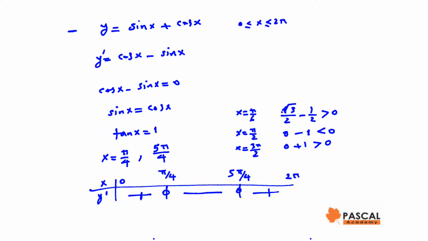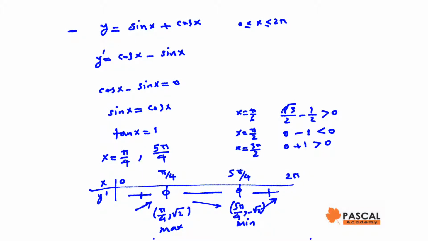Therefore, for x between 0 and pi over 4, the given function is increasing. For x between pi over 4 and 5 pi over 4, it is decreasing. And for x more than 5 pi over 4, it is increasing. At pi over 4, root 2 is a local maximum. At 5 pi over 4, negative root 2 is a local minimum.